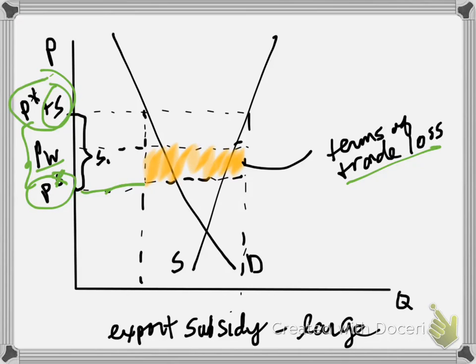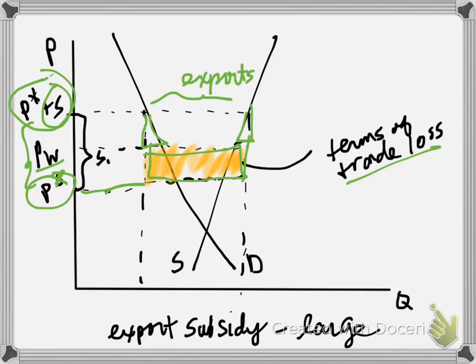So this area here is the terms of trade loss that goes to the country because they're exporting product at a lower price. The amount of exports, of course, is this amount, and so that's the terms of trade loss, in addition to the two deadweight losses that we talked about earlier. So you get an extra loss when you have a large country that, because it decides to export the product, causes world prices to go down.